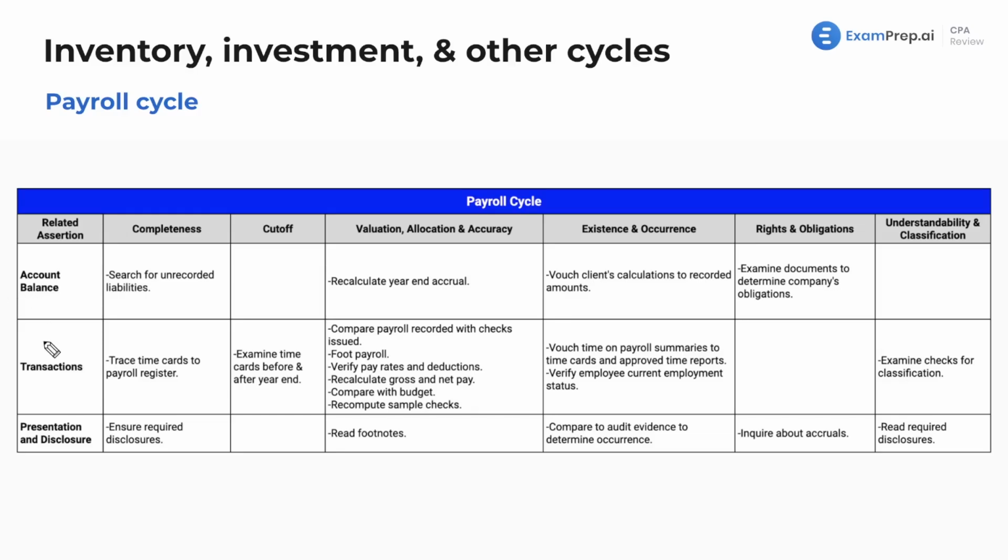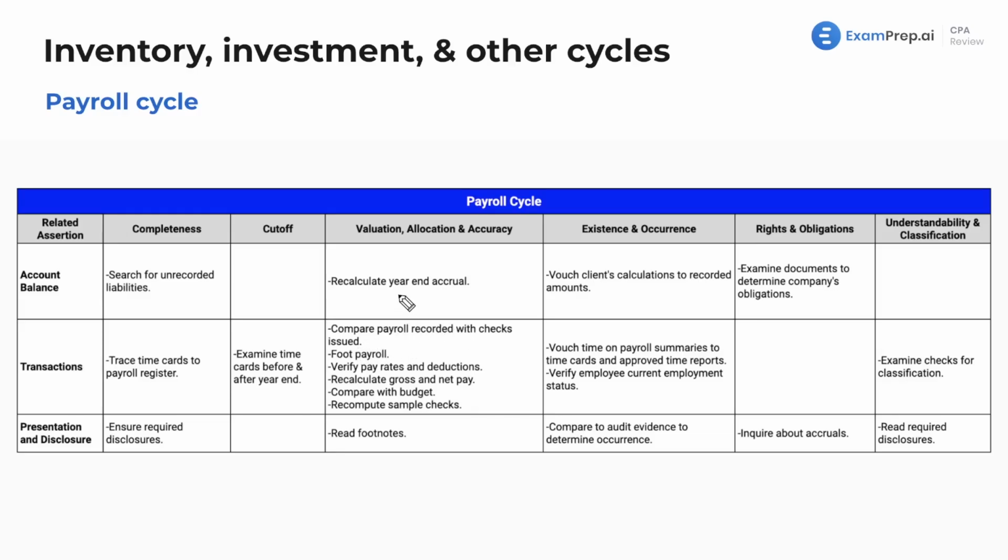We've got account balance, transactions, and presentation and disclosure. For completeness related to payroll, we are going to search for unrecorded liabilities. Make sure that we don't have any pay that we need to pay out that is unrecorded. Make sure that any bonuses, any compensation is actually being paid out, making sure that there's nothing unrecorded. Valuation, allocation, and accuracy: recalculate year-end accrual. Just do all these recalculations in terms of making sure that everyone's getting paid. We're going to dive more into that when it comes to the transactions.